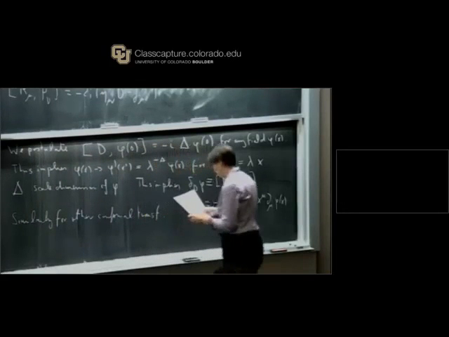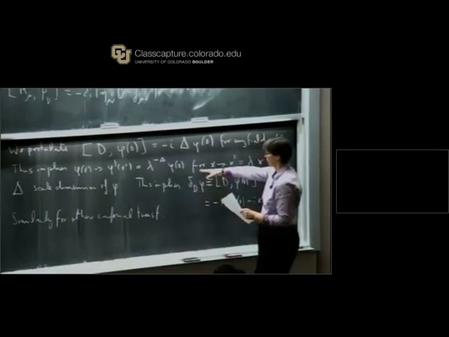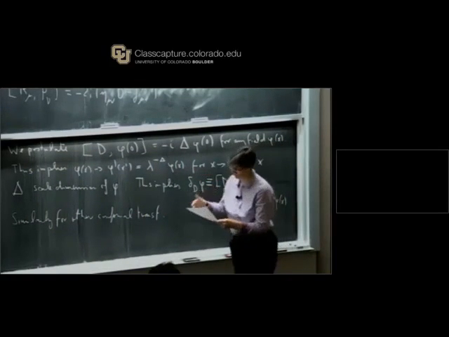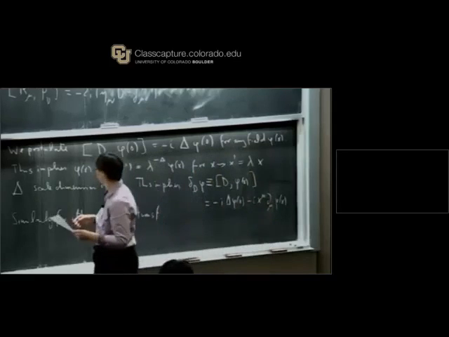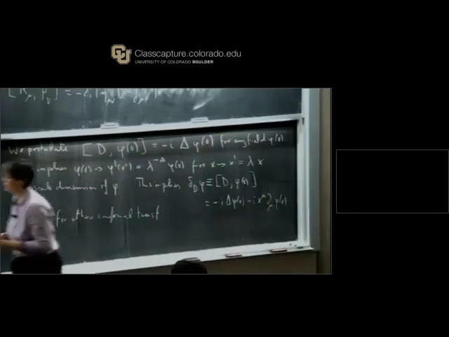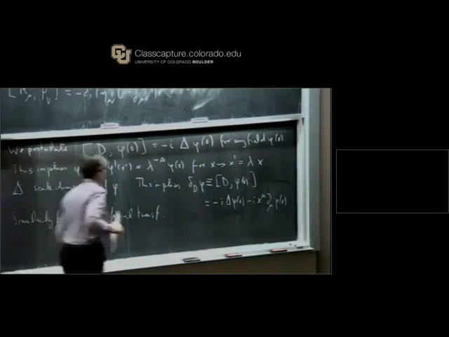Okay, so from this transformation under the scale transformation, you can actually infer what the correlation functions in this theory are going to look like. And so let me show this to you. For a scalar field.